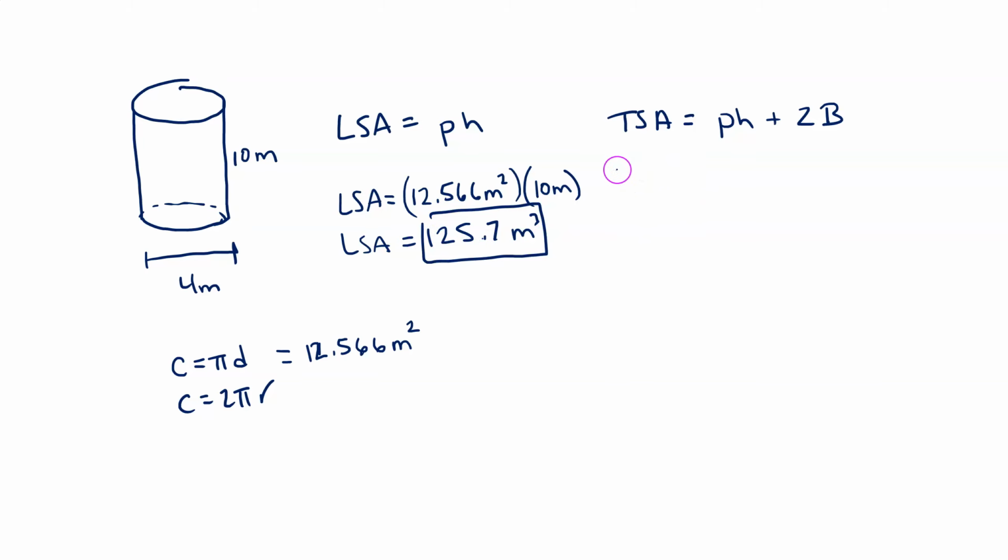Now we want to figure out the total surface area. Well, we've already done half the work because we figured out the lateral surface area. So this is the surface area of just this, not including the bases. That's lateral surface area. For total surface area, we're going to include the bases.